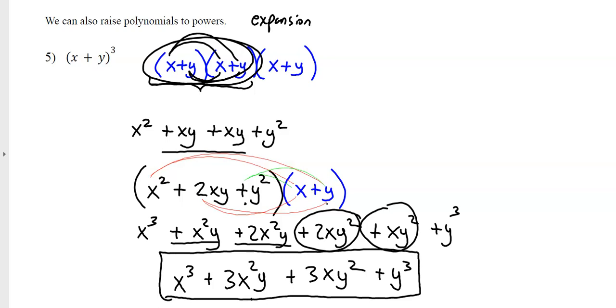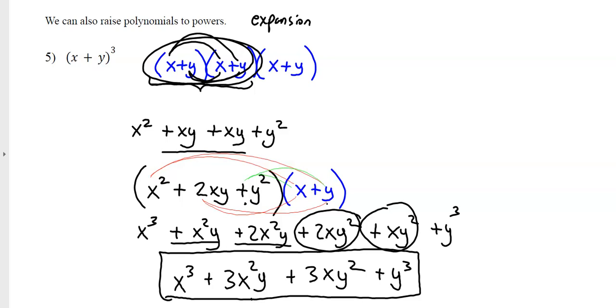Now, expansion to the third power, not too bad. If we had to do expansion to the fourth power, we would now have to take this entire expression and do it again. And it would get pretty monotonous by the time you got to the fourth power, the fifth power. So there's a little bit trickier way that's a little faster, using what's called Pascal's triangle.